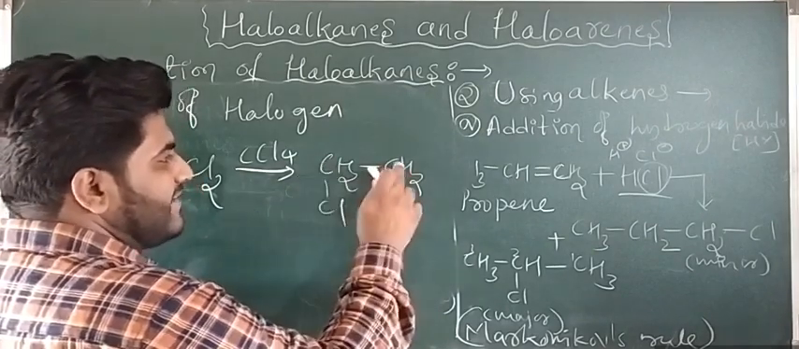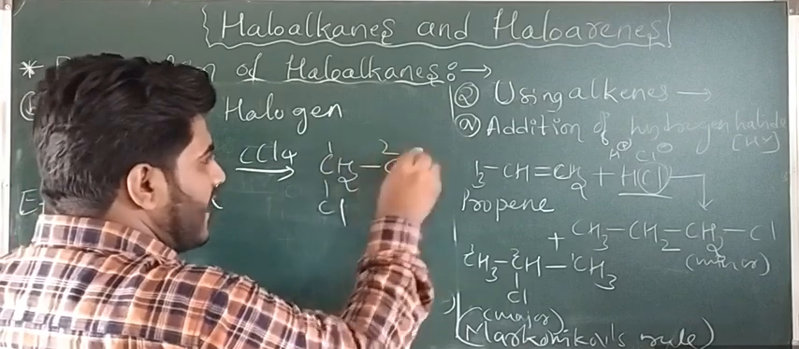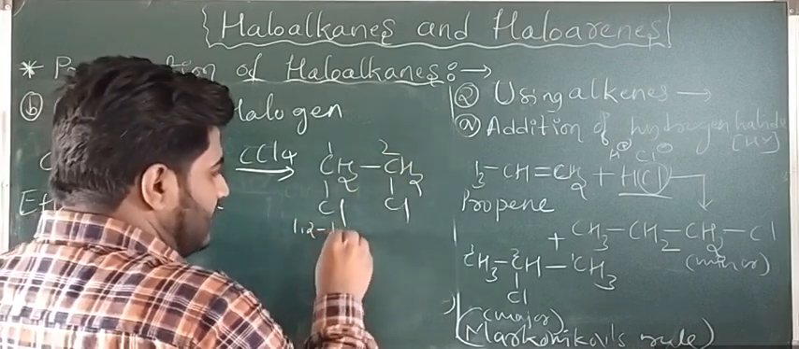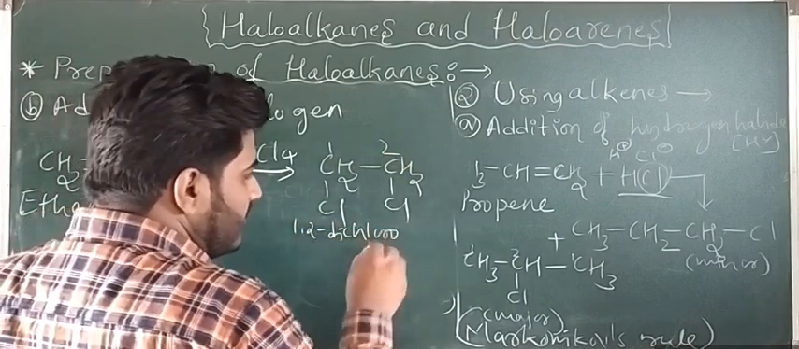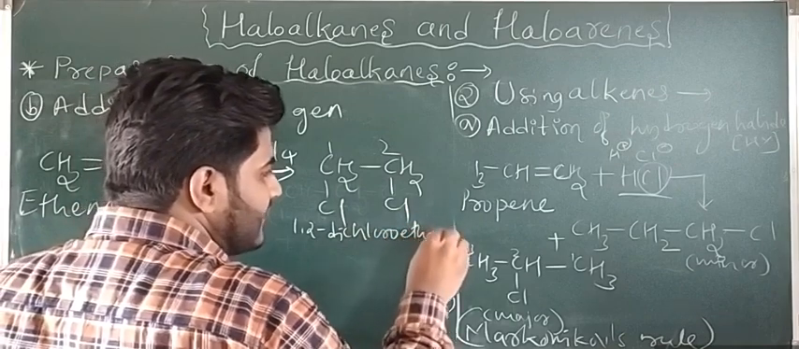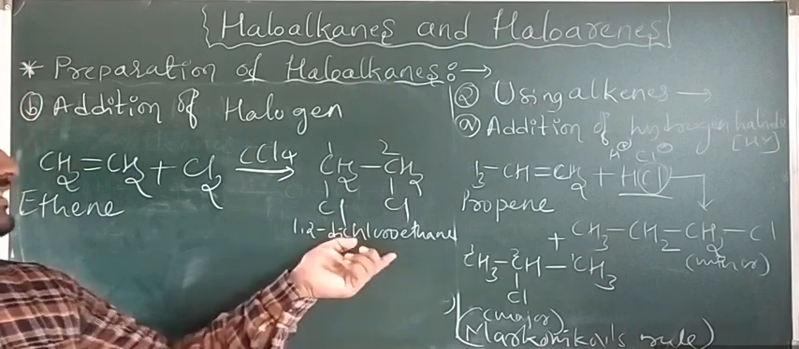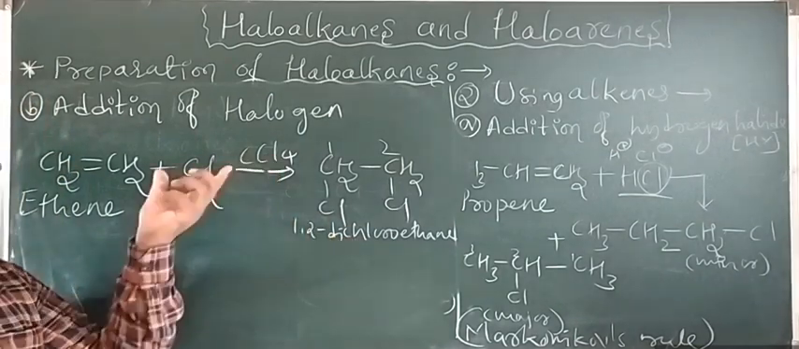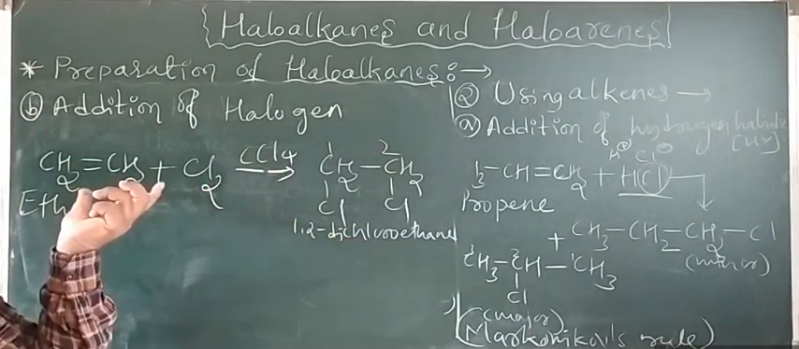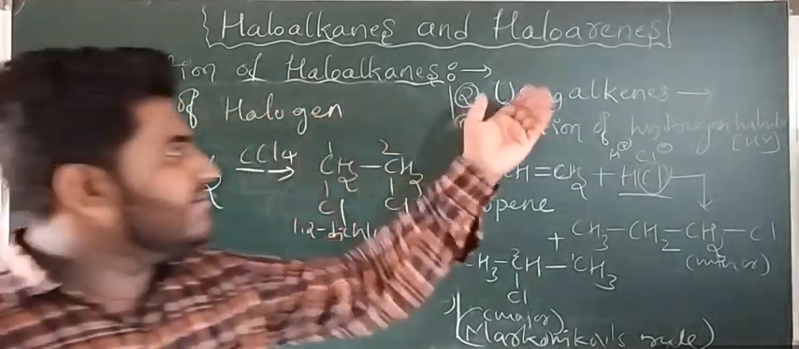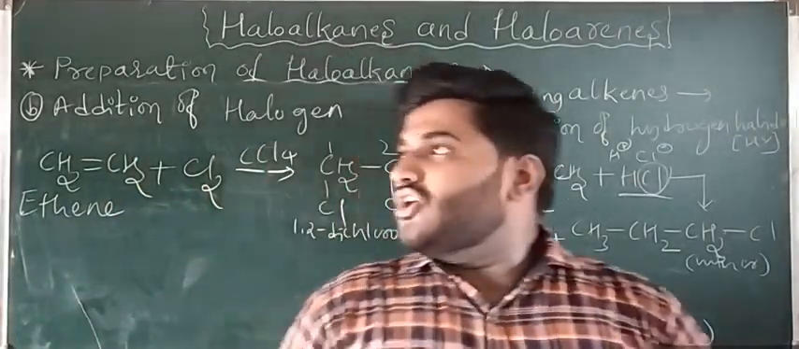So this is ethane. So 1, 2-dichloroethane, because a single bond is there. Look at here. So 1, 2-dichloroethane is the product. So carbon tetrachloride as a solvent, Cl2 and ethene as the reagents. I hope you understood. This is the second method using alkene.